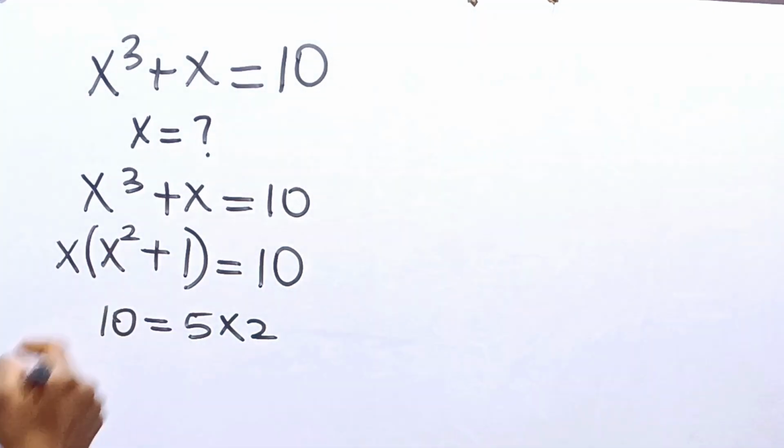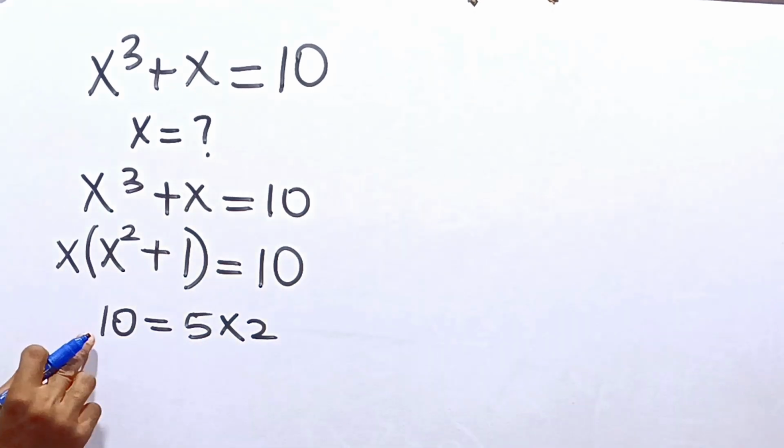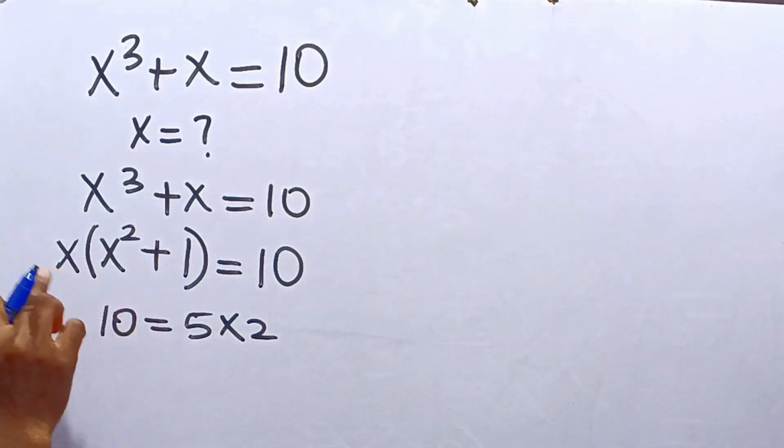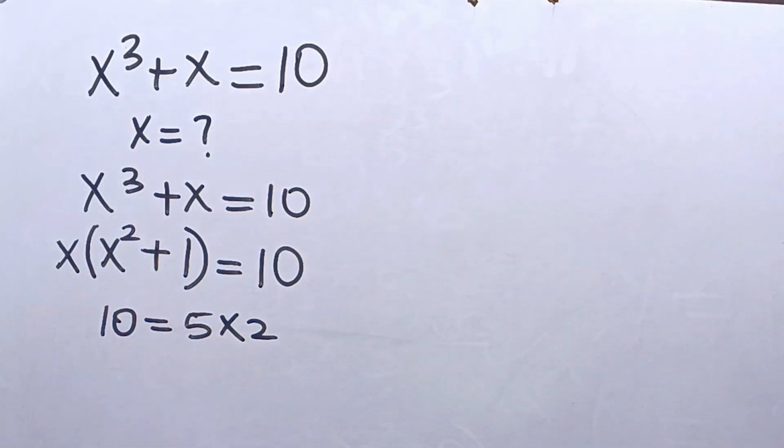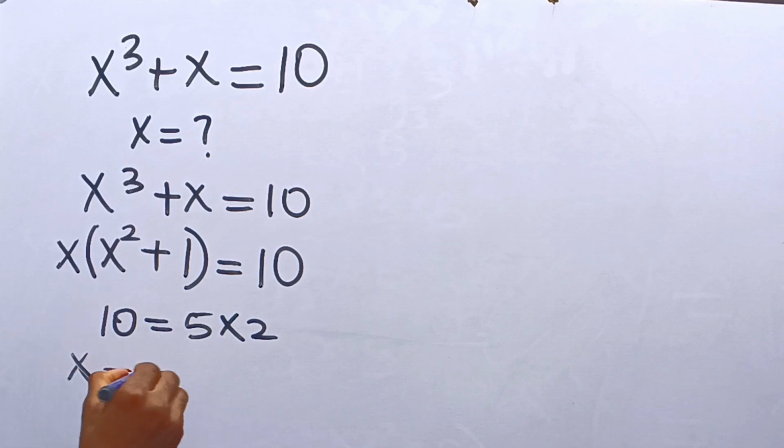2 squared is 4, 4 plus 1 is 5. So it means that the correct multiple sequence for this is 5 times 2, where x is equal to 2. So our first answer for x is that x is equal to 2. But recall that the highest power of x in this equation is 3, meaning that the number of answers for x here should be 3.